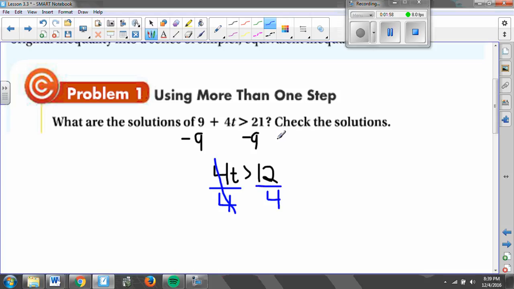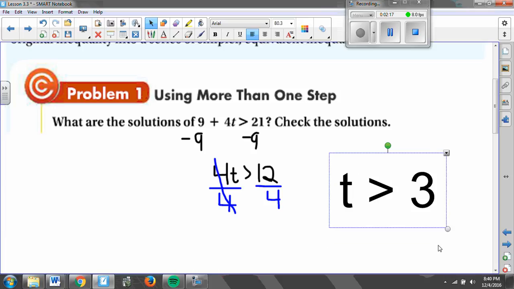I divide by 4. What I'm left with is on the left side just the letter t, and on the right side just the number 3. 12 divided by 4 is 3. Because I divided by a positive 4, I do not have to flip my sign around, so my inequality sign stays exactly the same. It is t is greater than 3.